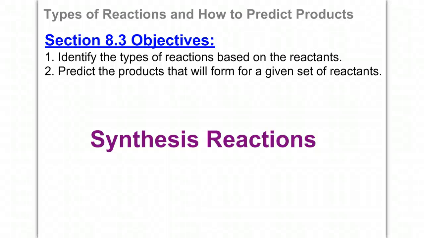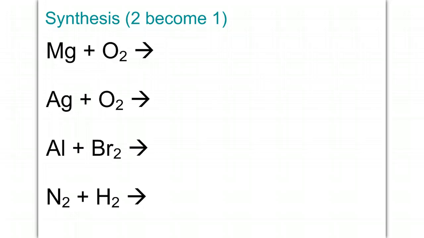Section 8.3 is going to be in 5 parts, one for each type of reaction. The first type of reaction is a synthesis reaction. In a synthesis reaction, you have 2 elements or 2 compounds that will combine to become one. So you can tell a synthesis reaction if you're given 2 single elements generally, and this is the simplest form of a synthesis reaction. So how do we predict the products?